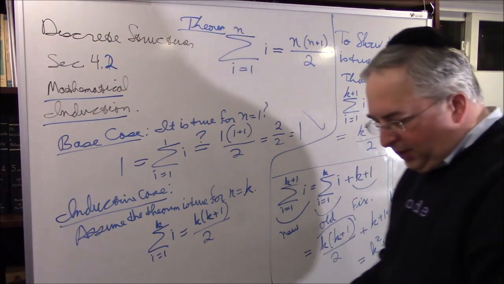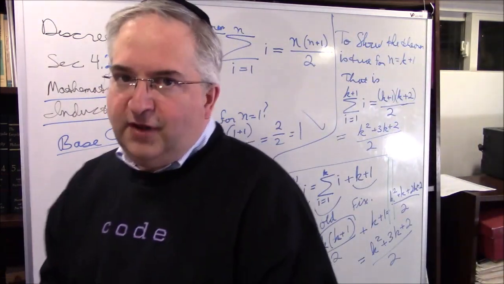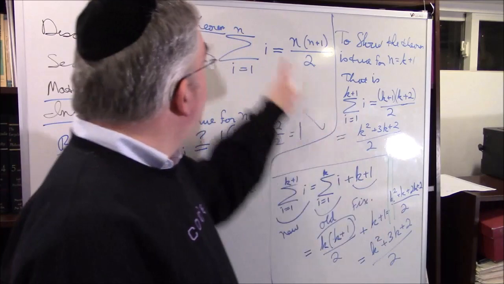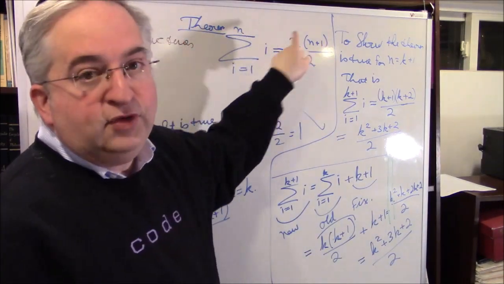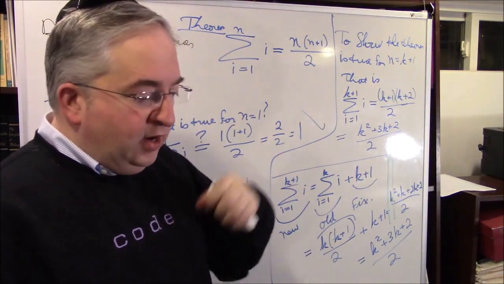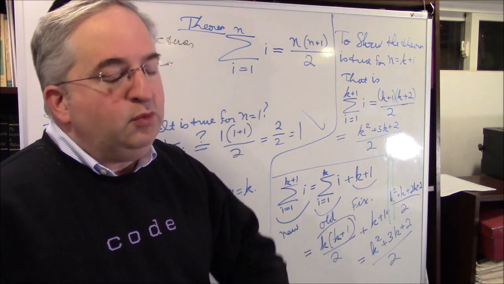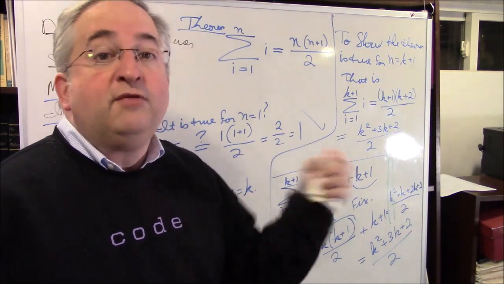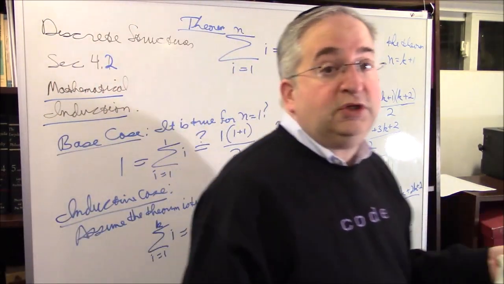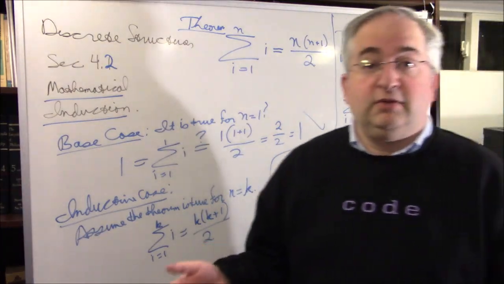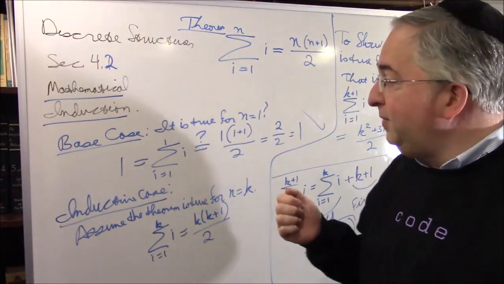Now I want to give you the idea. The idea is as follows. I want to prove something is true for all n. For every single n, this is true. Whether you're adding up from 1 to 10, from 1 to 100, from 1 to 362, from 1 to 3,724, etc., etc. So you want to get that mathematical induction.